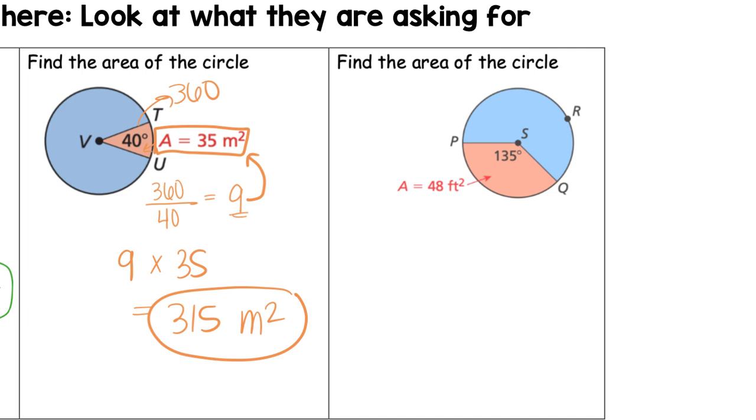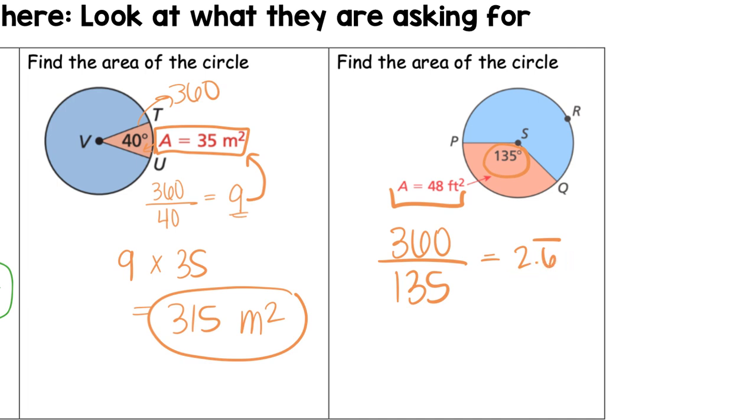Okay, so the next problem is kind of similar. They're giving you the area of the sector, and that sector is only 135 degrees of the circle. So basically, I want to know how many of these sectors would actually fit in this circle. So we're going to do 360 divided by 135, and that gives us, if this one's going to be a decimal, 2.6 repeating.